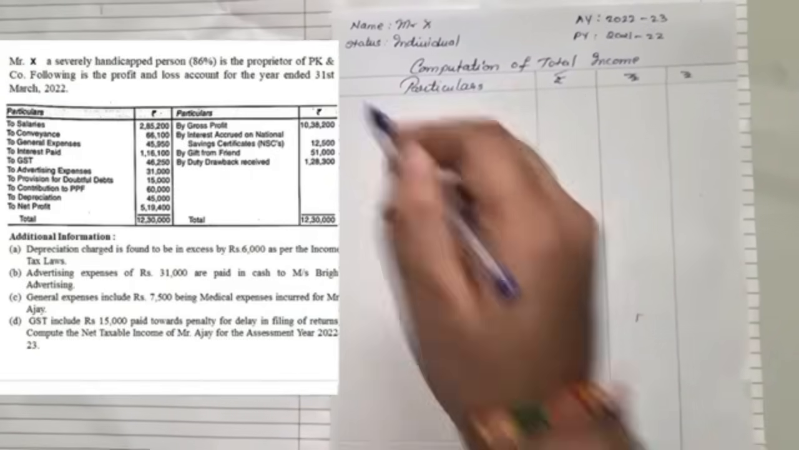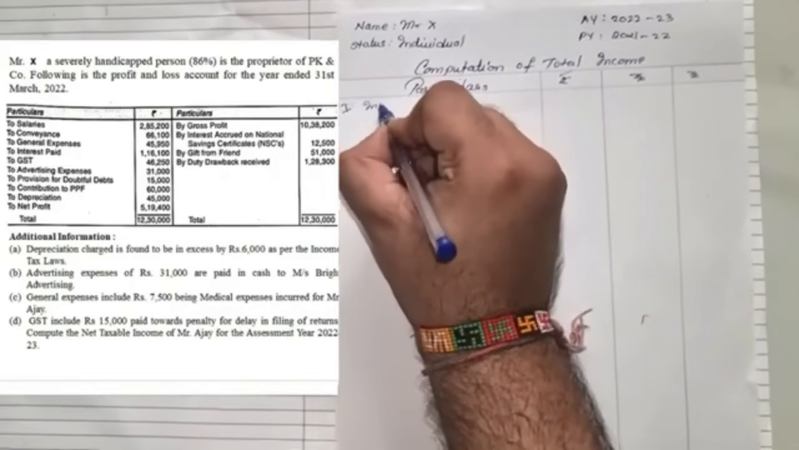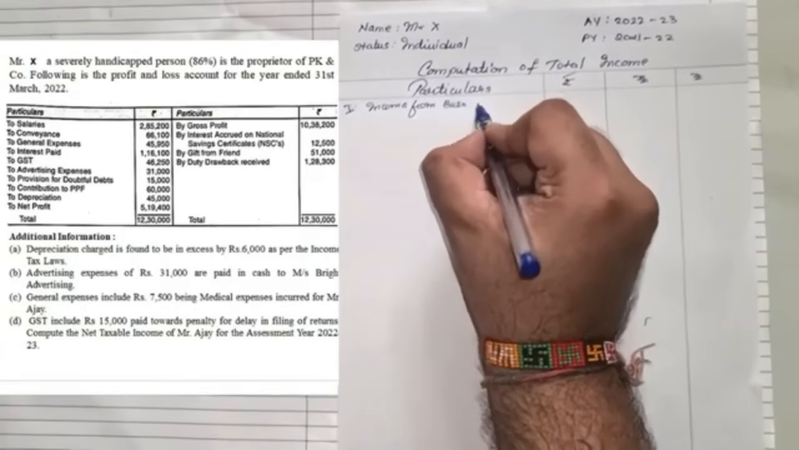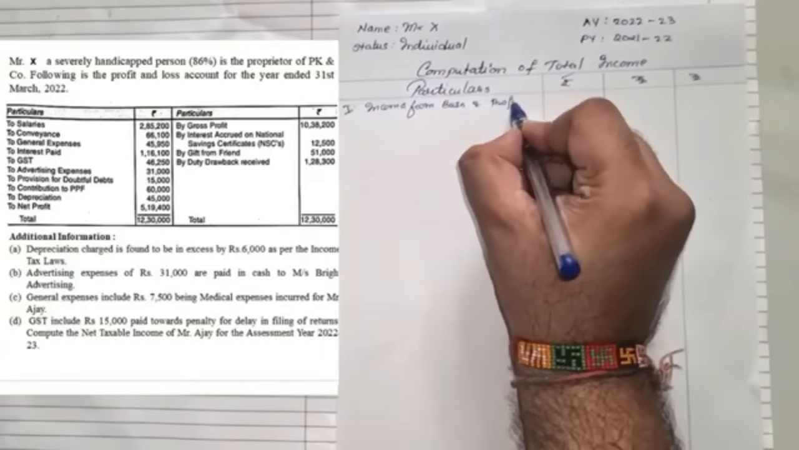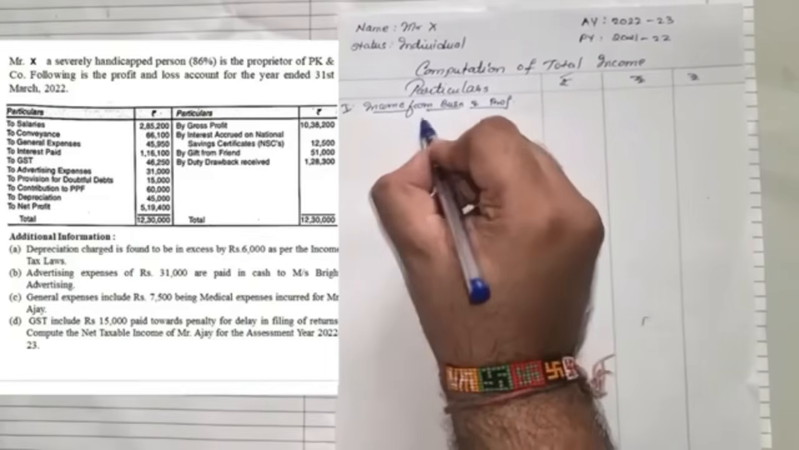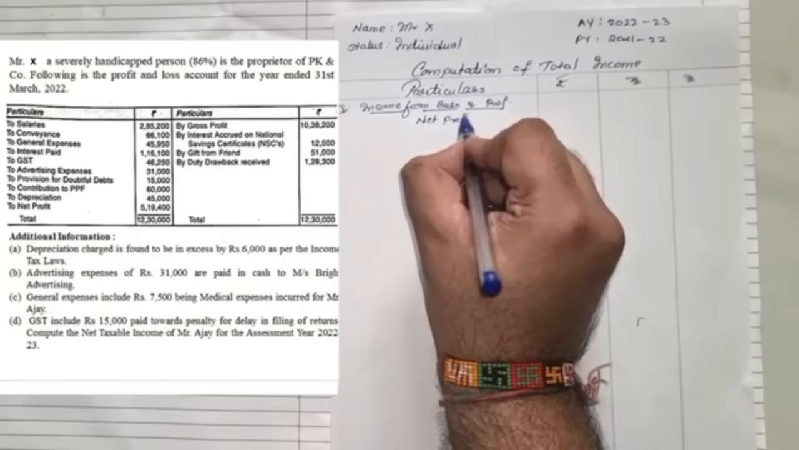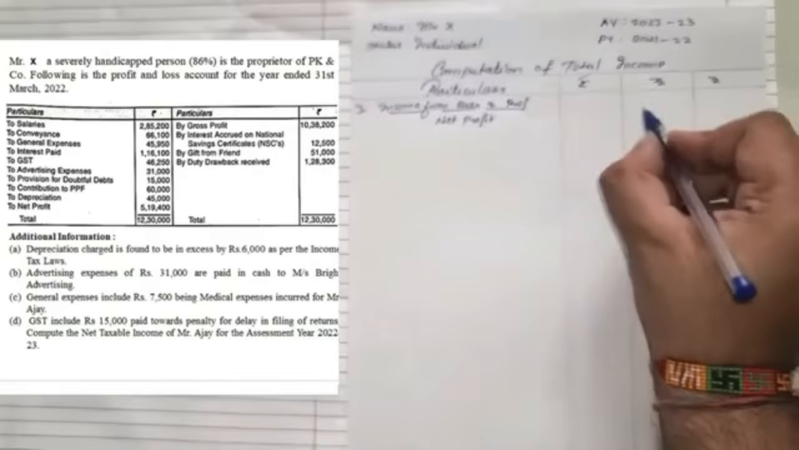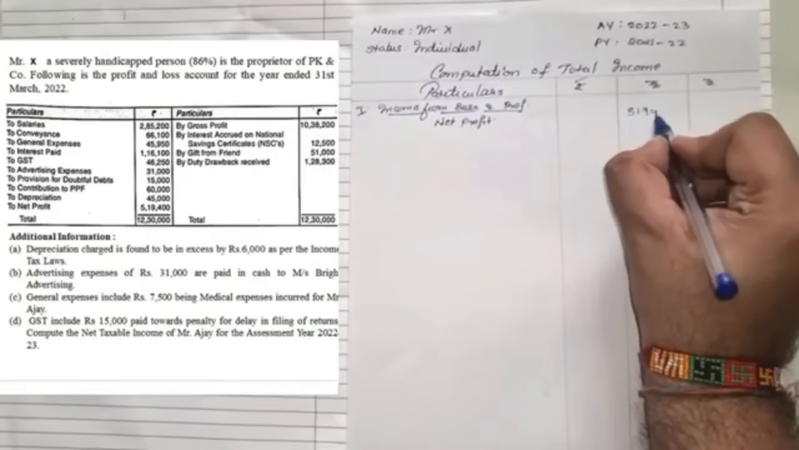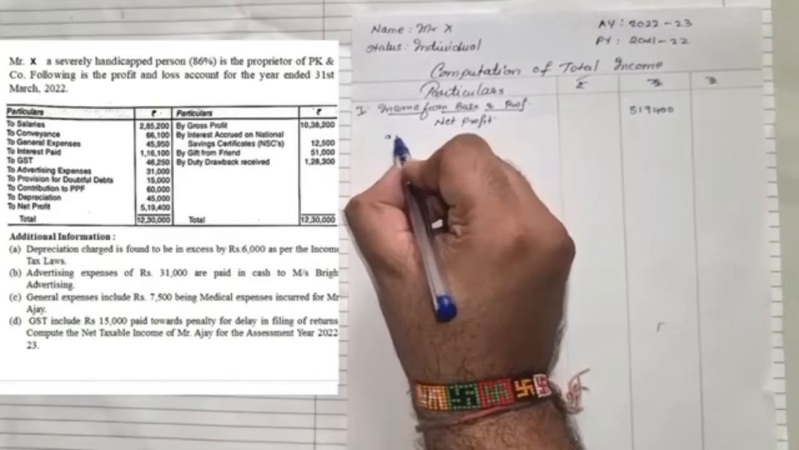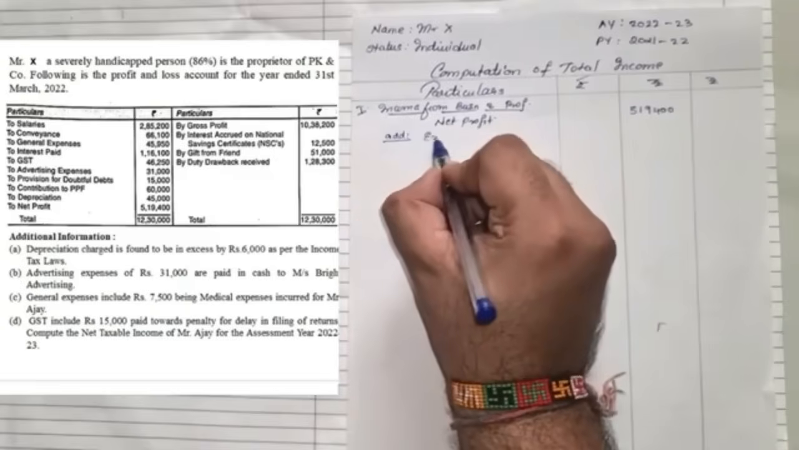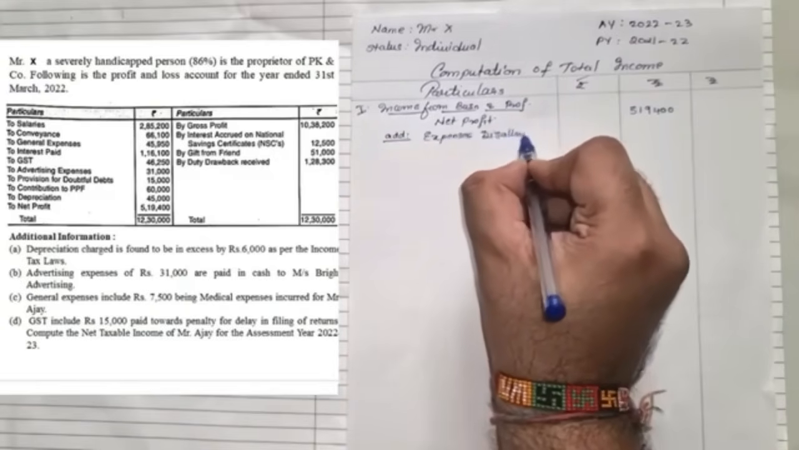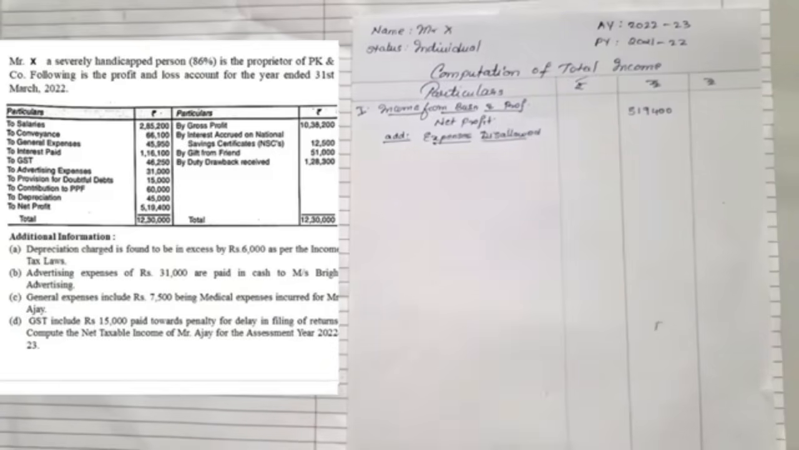So we will first put the heading number 1, income from business and profession. Okay, again your sum will always start with net profit. So in the question, the net profit is given as 5,19,400. Okay, after that we have to add all the expenses disallowed. Okay, so we'll start one by one.